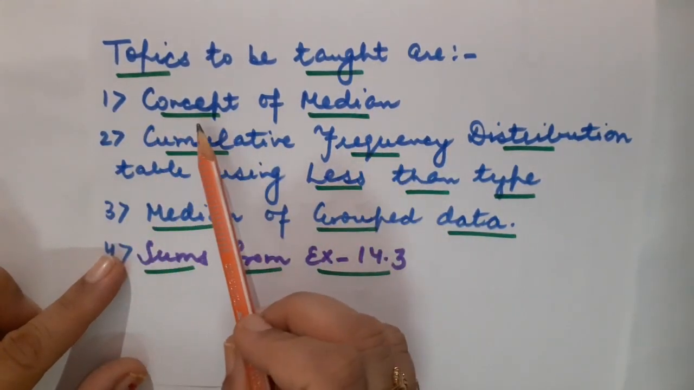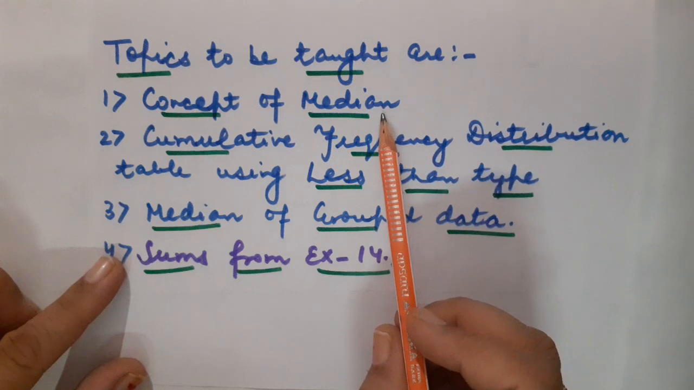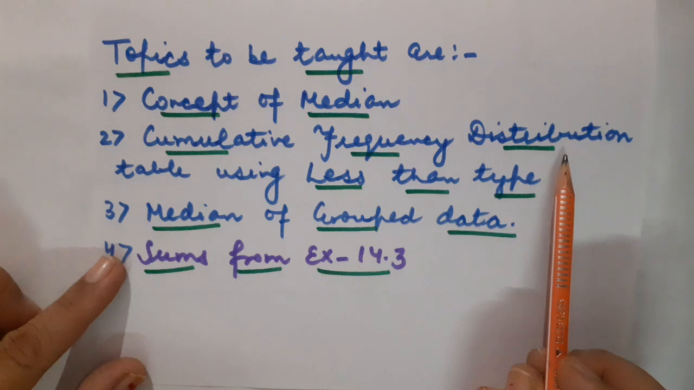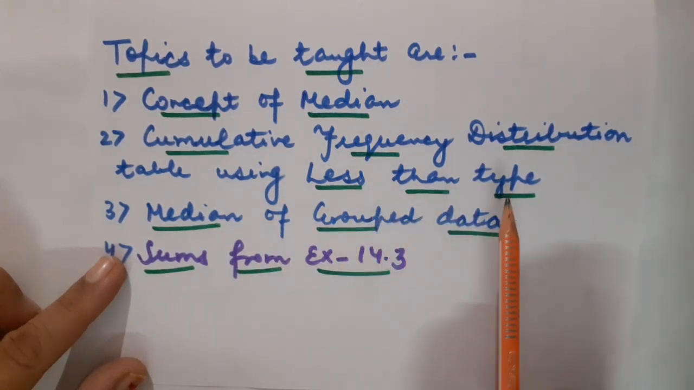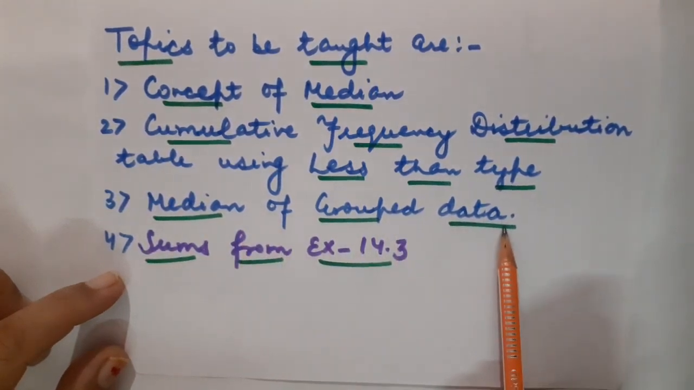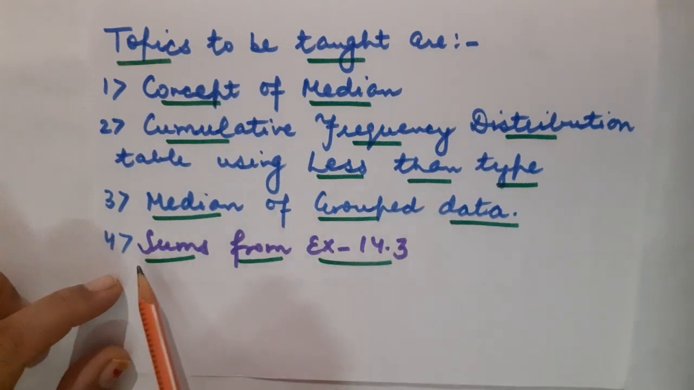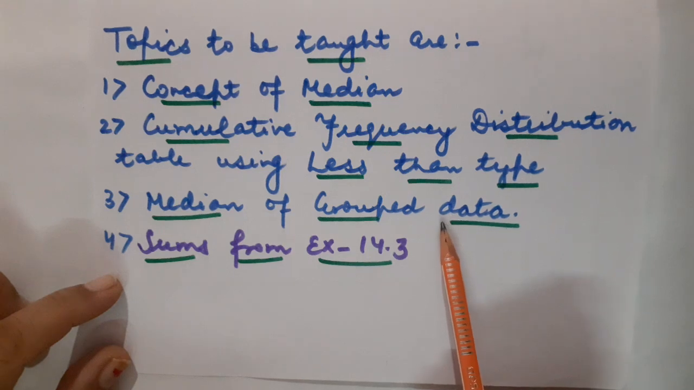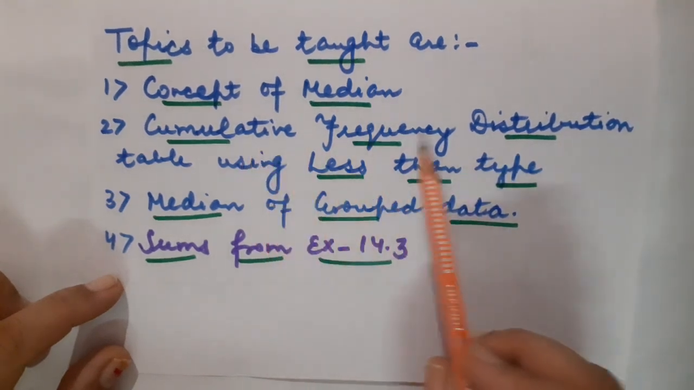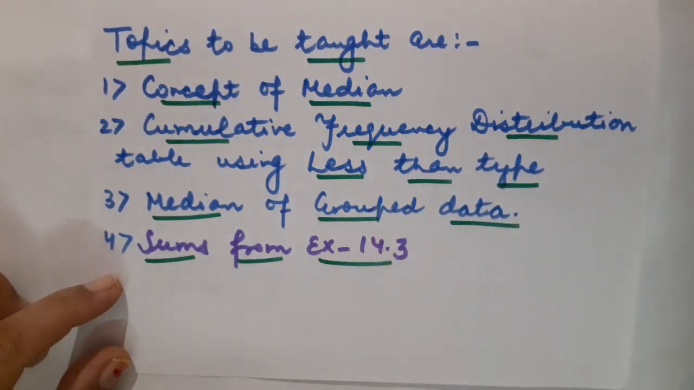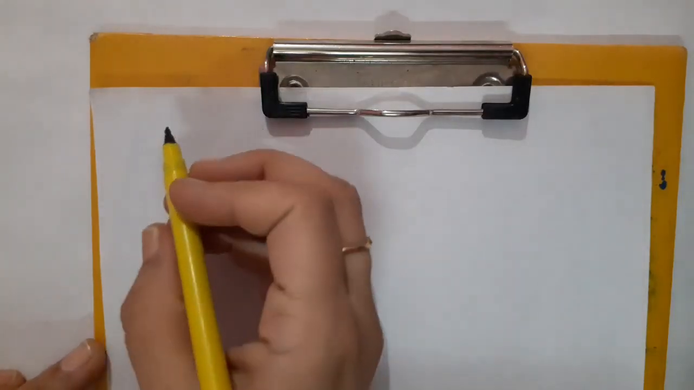Number 1, I will make you understand the concept of median. After that, I will make you understand how to make a frequency distribution table using less than type. Thirdly, we will be switching to calculating median for the grouped data. And at the last, I will make you understand doing few sums in which we will be calculating median after making cumulative distribution table using less than type from exercise 14.3. Clear, students? So children, let us start today's lecture.